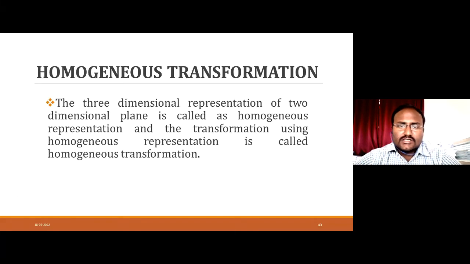So the next thing is homogeneous transformation. Homogeneous transformation means a three-dimensional representation of a two-dimensional plane is called a homogeneous representation. Homogeneous transformation is mainly useful to easily understand the drawing purpose. Okay, so this is homogeneous transformation.